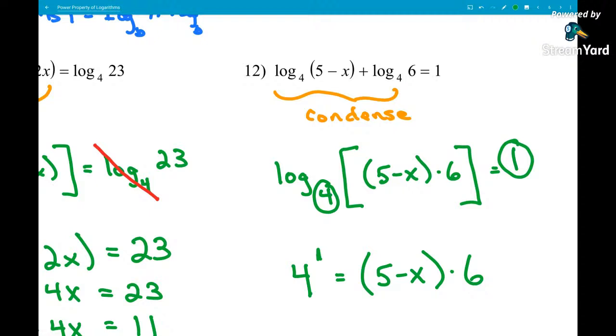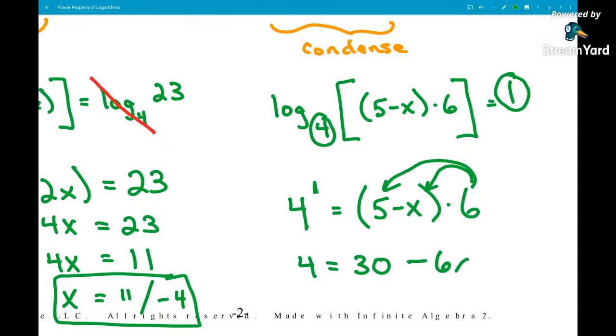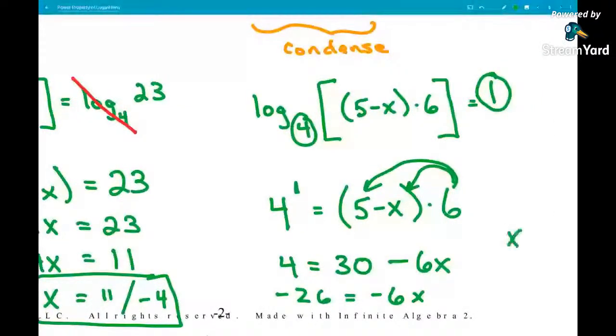So from here, we have basic algebra to complete. 4 to the first power is 4. I can distribute the 6, kind of distributing it in a backwards way, but that's fine. 30 minus 6x. Subtracting 30 makes negative 26. And dividing by negative 6, you get x equals, a negative divided by a negative becomes positive. So we have 26 over 6, which would simplify to 13 over 3.